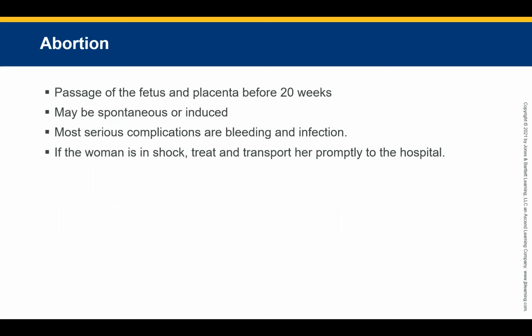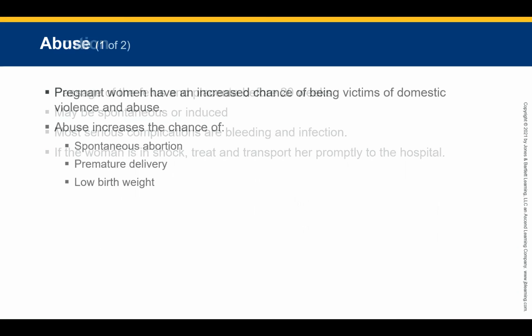The most serious complications of an abortion are bleeding and infection. If the woman is in shock, treat and transport her promptly to the hospital. Bring any tissue that passes through the vagina to the hospital, and never, ever, ever pull tissue from the vagina. If for some reason you have to look and you see tissue, leave it there. If we put pads over them and we replace the pads and you see tissue, make sure that stays with you and you take it into the facility.